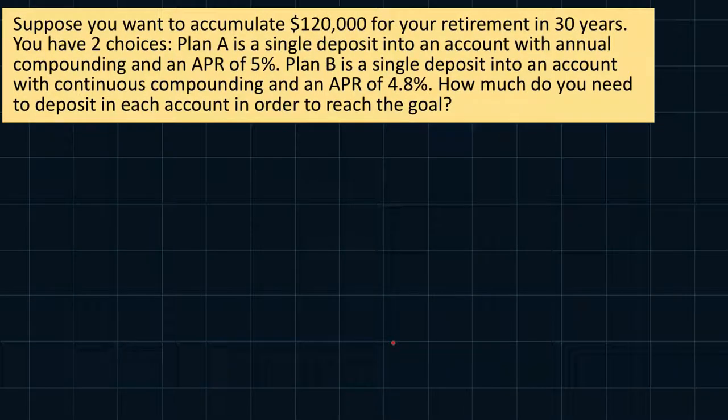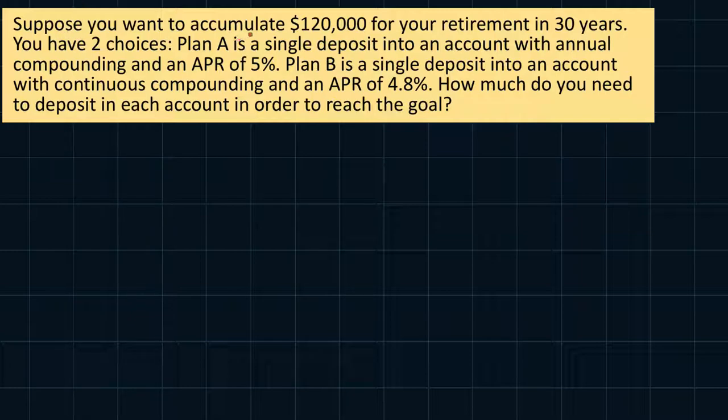Okay. This problem is going to be a lot of fun because we're going to learn how to choose between two options. So two options when it deals with which is the best for us for the retirement fund.